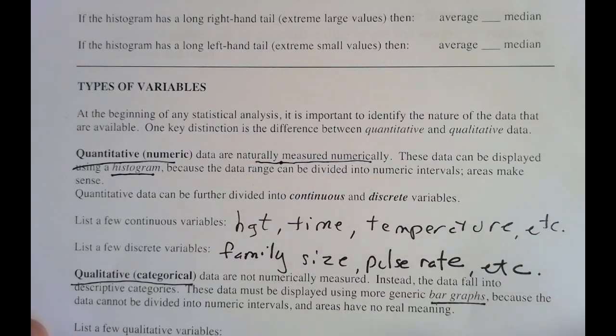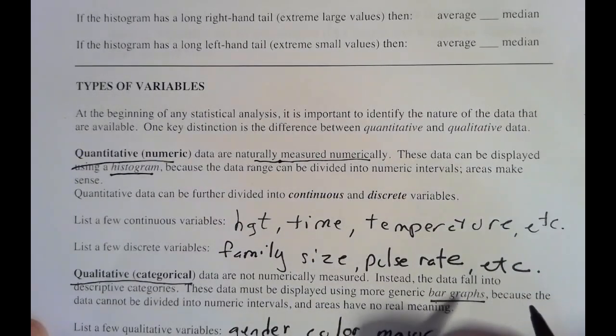Okay? And what would qualitative or categorical variables be? Things like what gender are you? What's your favorite color? Etc. What's your major? All those survey questions that you answered with a word instead of a number.